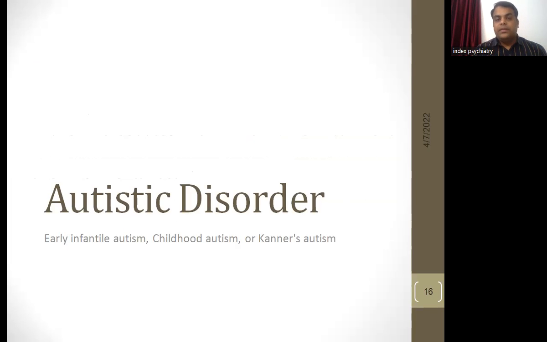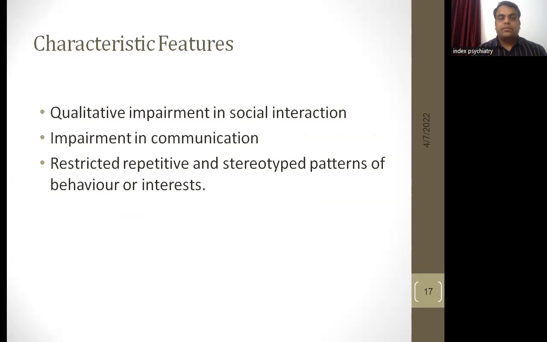So now we will discuss autistic disorder. We can also call it early infantile autism, childhood autism, or Kanner disease. Characteristic features are qualitative impairment in social interaction. Second one is impairment in communication. Third one is restricted, repetitive, and stereotyped pattern of behavior or interest.